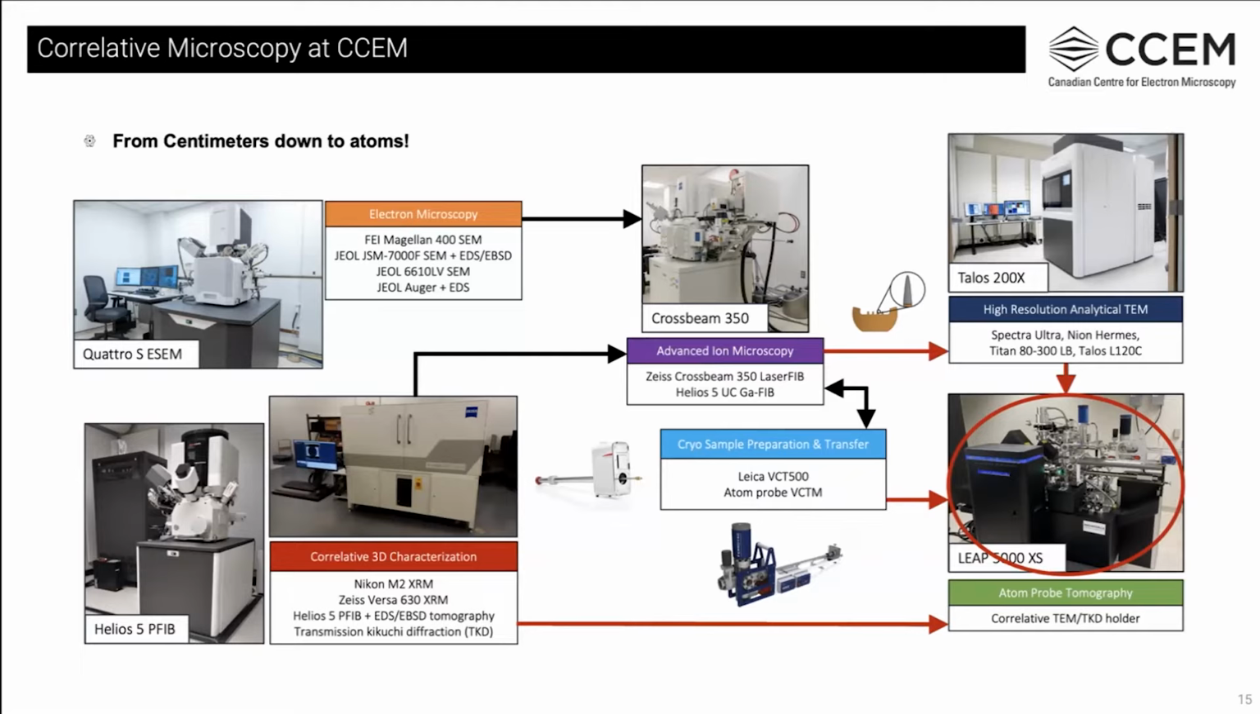So having this network of capabilities at our center obviously has its advantages, but it also requires workflows and holders that allow us to transfer our sample from instrument to instrument. And for atom probe, we are particularly interested in the transfer between the FIB, where we prepare our samples, and the TEM, where we're able to do high resolution imaging of our specimen.